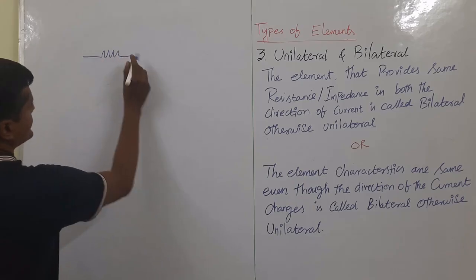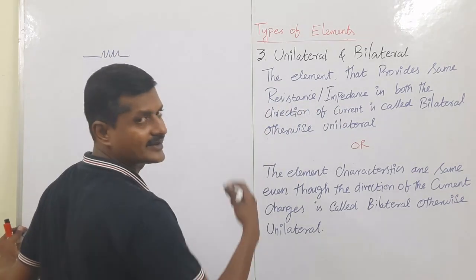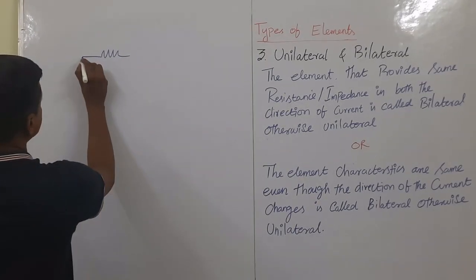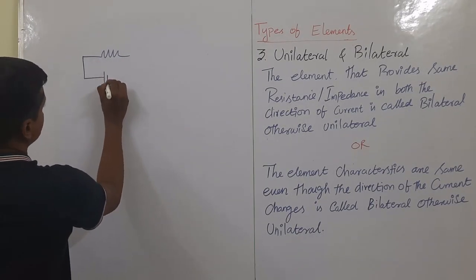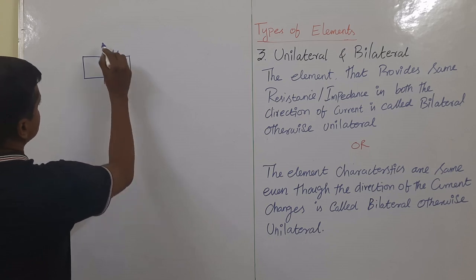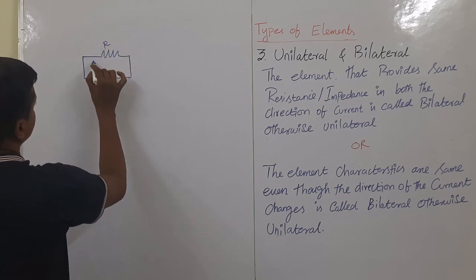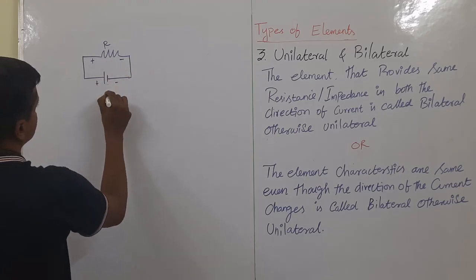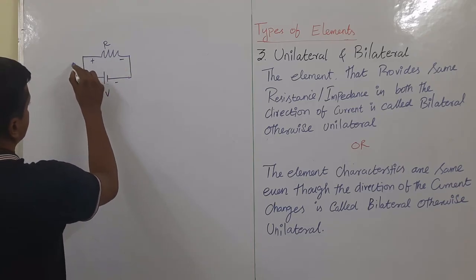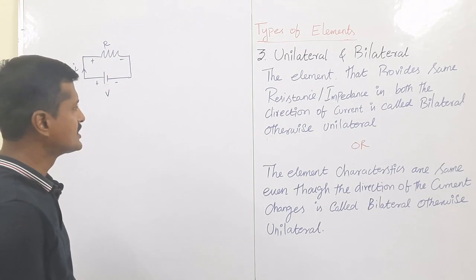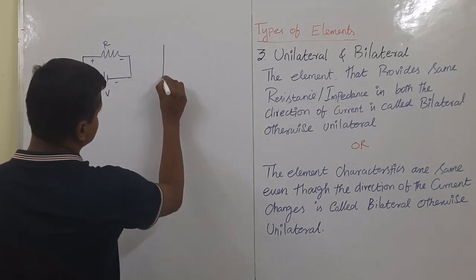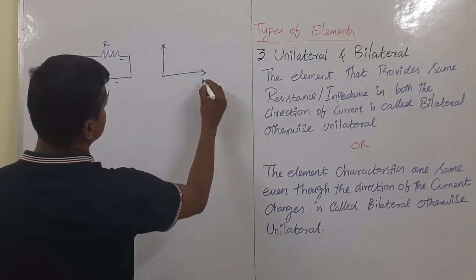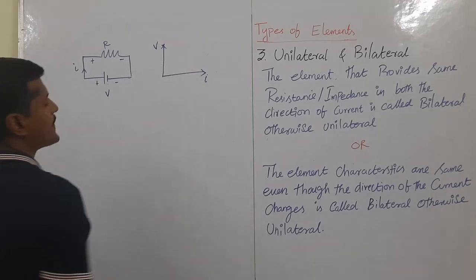To take an example, we are taking a resistor. So the resistor R, we are giving the supply, plus and minus. This is the plus and minus voltage source. Current flowing through the resistor is I. So let us draw the characteristics curve for a resistor. This is I, V.